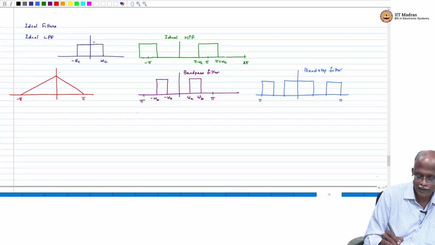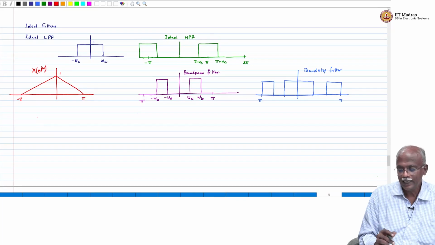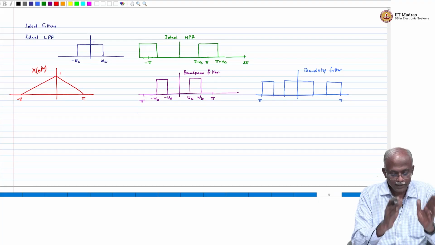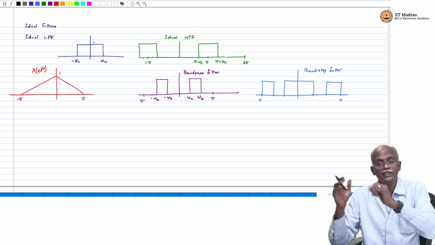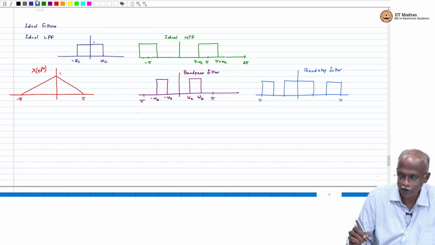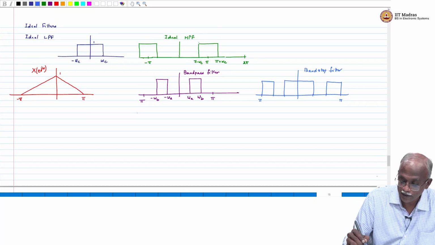Minus pi to pi has a height of 1. This is X(e^{j omega}). Now, I want to find out what happens when this signal passes through each of these filters. So what I would have to calculate if I were doing it in the time domain.